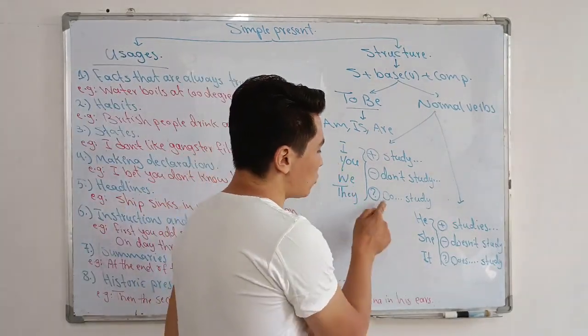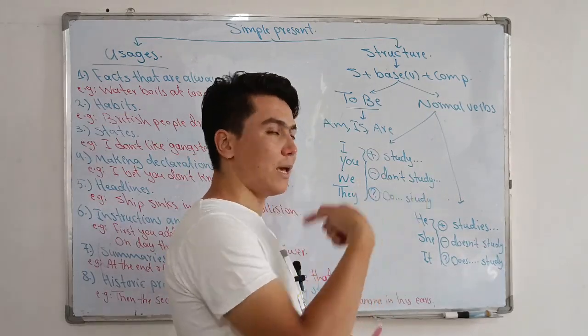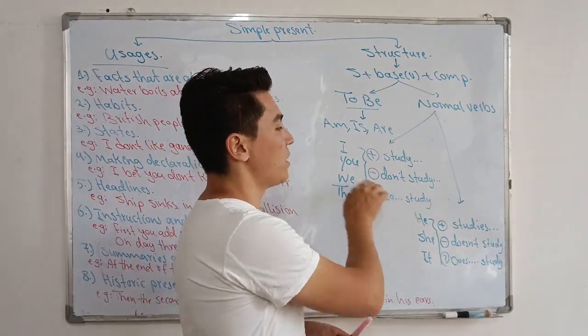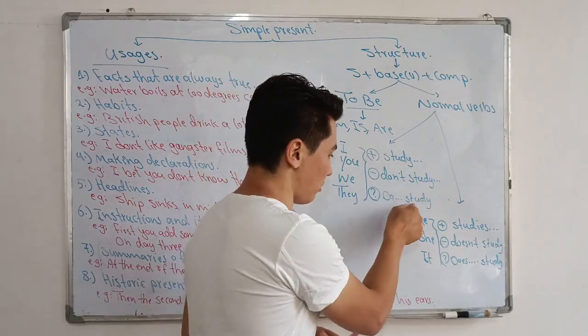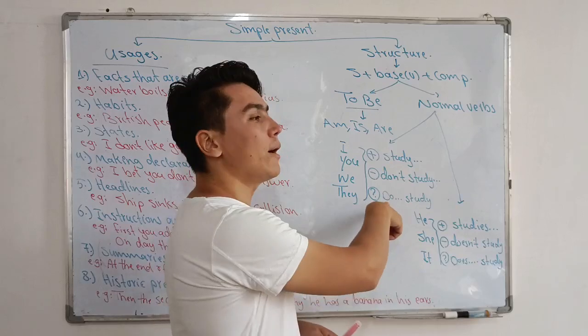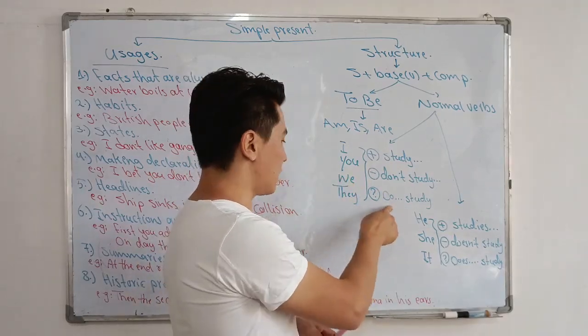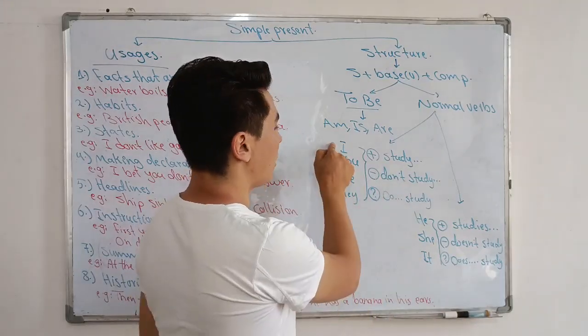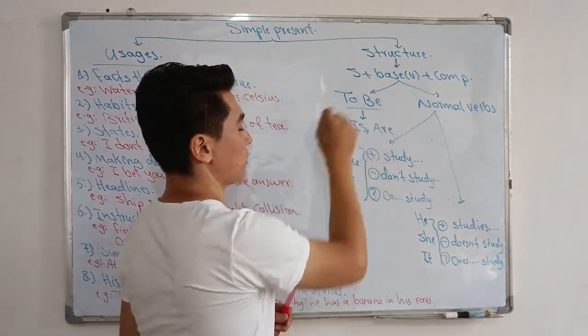In questions, we can add do at the beginning of the sentence, and then we have the subject pronouns, and then the base form of the verb. You see that we have no changes in the base form of the verbs here. For example, we can say, do I study? Do you study? Do we study? Or do they study? So these are the structures with I, you, we, and they in simple present tense.